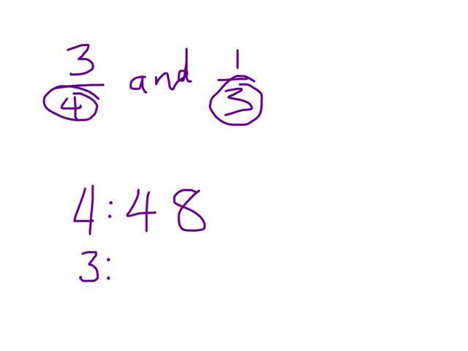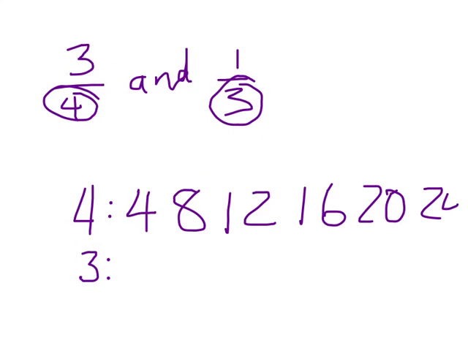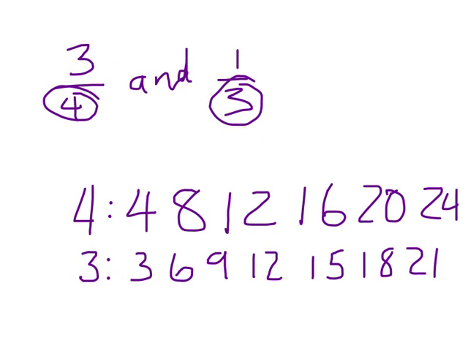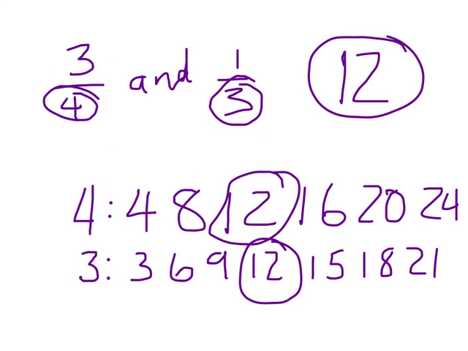4, 8, 12, 16, 20, 24 are my multiples of 4. 3, 6, 9, 12, 15, 18, 21 are my multiples of 3. I can see that 12 is a multiple of both. It's also the smallest number that's a multiple of both. 12 is the least common denominator of these two fractions because 12 is the smallest number that both of the denominators go into.